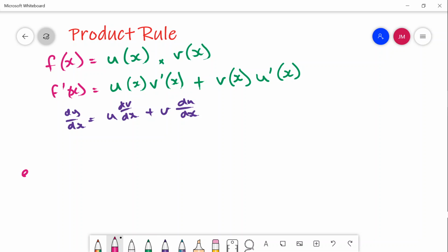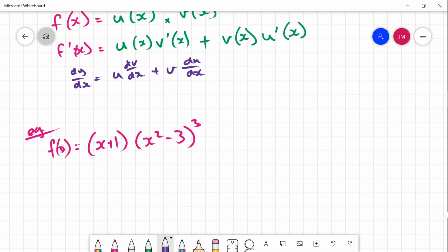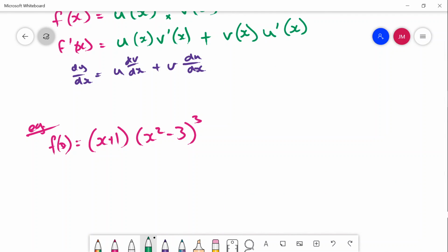So let's say we're given the original function x plus 1 all multiplied by x squared minus 3, and let's just raise it to the power of 3 as well. So let's say f of x equals this. To find the derivative, we'd have to let the first bracket equal u. So u can equal x plus 1, so therefore the derivative of u would be just 1. And v can equal this second bracket, and so the derivative of v would be 2x.